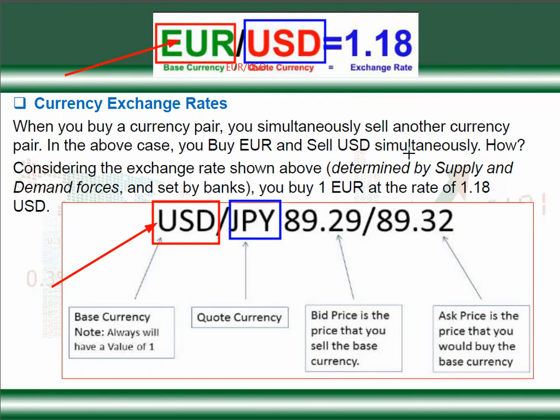buy, okay? The price at which you buy the base currency. So in this case, the price of buying USD is the ask price or the offer price. The price of buying Euro is the offer price or the ask price. So if you are buying the base, it's called bid price. If you are selling the base currency, it is called the ask price. Fair enough? We'll move on.